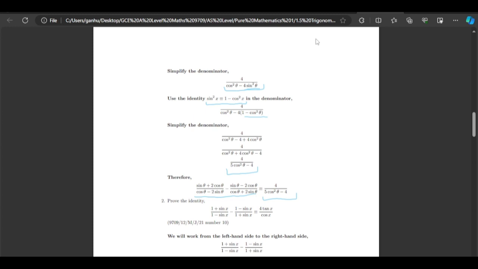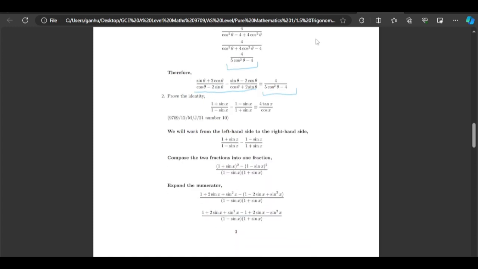So now let's move on to the second identity. (1 plus sine x) over (1 minus sine x) minus (1 minus sine x) over (1 plus sine x) is identical to 4 tan x over cos x. Again, you can see that we have two fractions on the left hand side and we have one fraction on the right hand side. Our more complex side is the left hand side, so we're going to work from the left hand side to the right hand side. Since we have two fractions on the left hand side, we'll combine them to form one fraction.